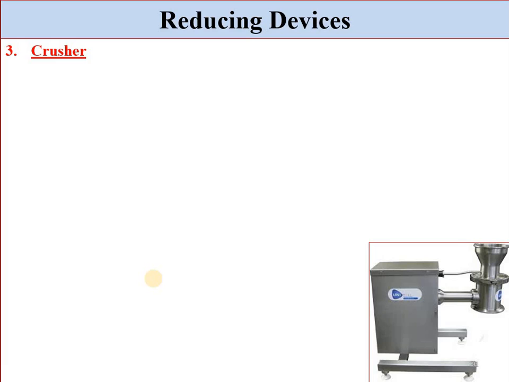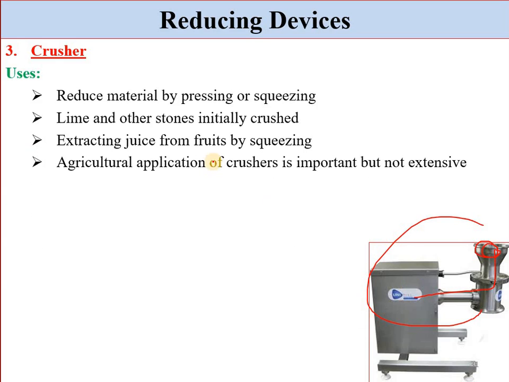Third type of the reducing devices is crusher. Here you can see that. Simply suppose if you introduce the product here, and due to the crushing mechanism its size will be reduced. It reduces the material by pressing or squeezing.